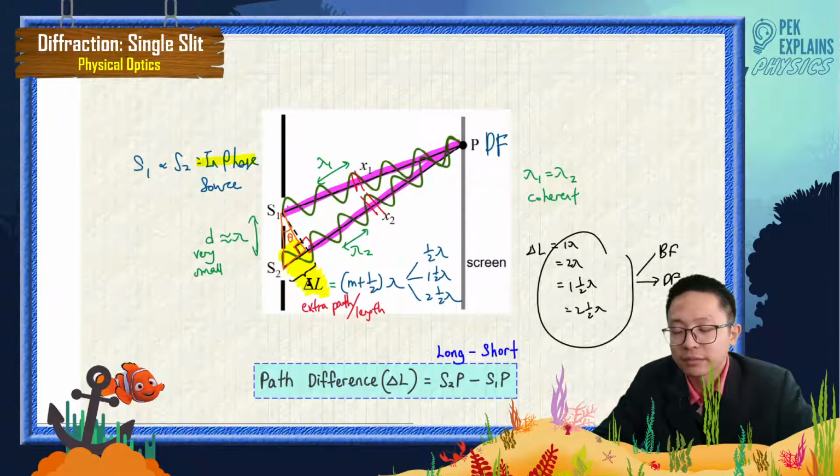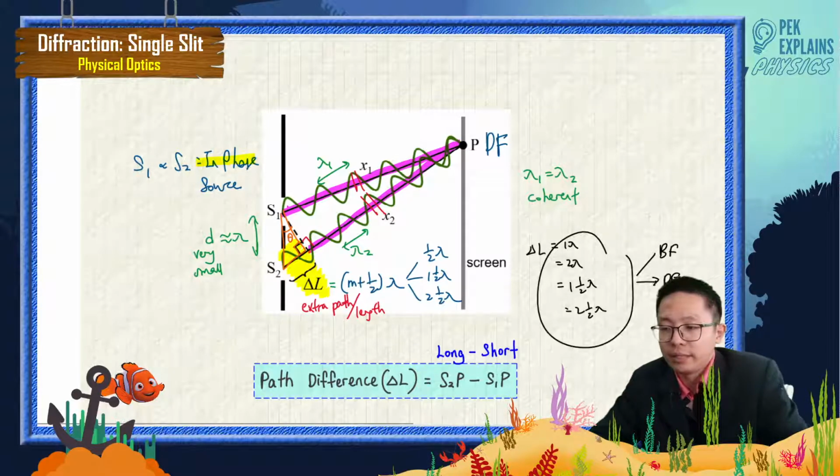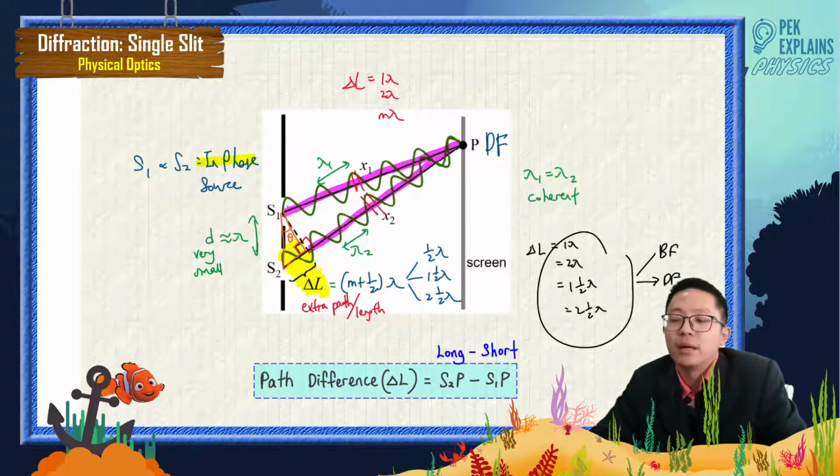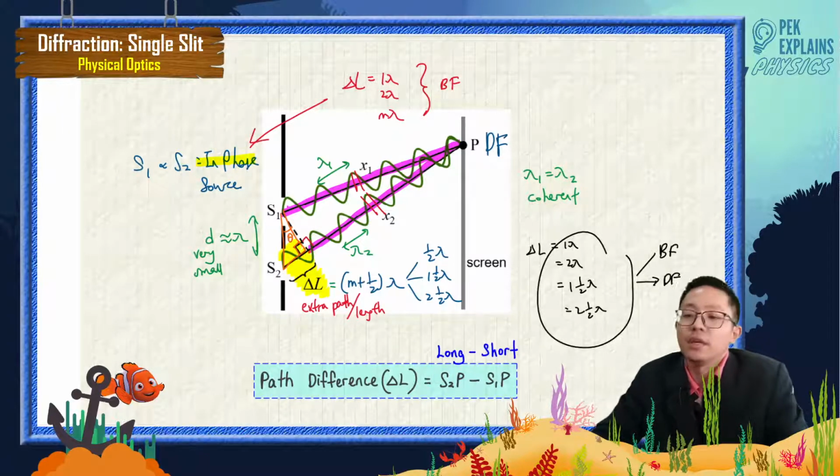If this delta L is 1 lambda, 2 lambda, 3 lambda, m lambda, it will produce a bright fringe, isn't it? For in-phase source.